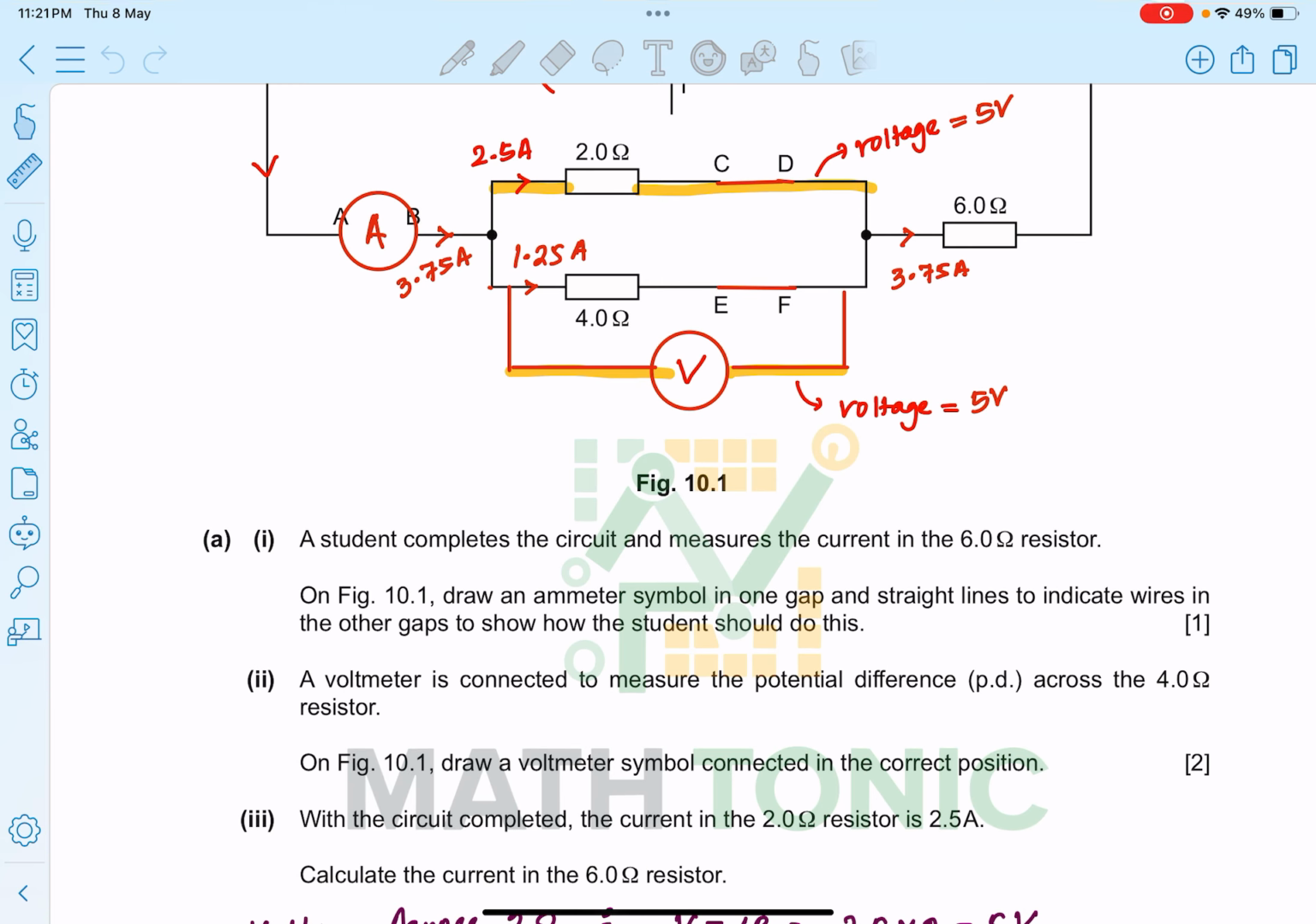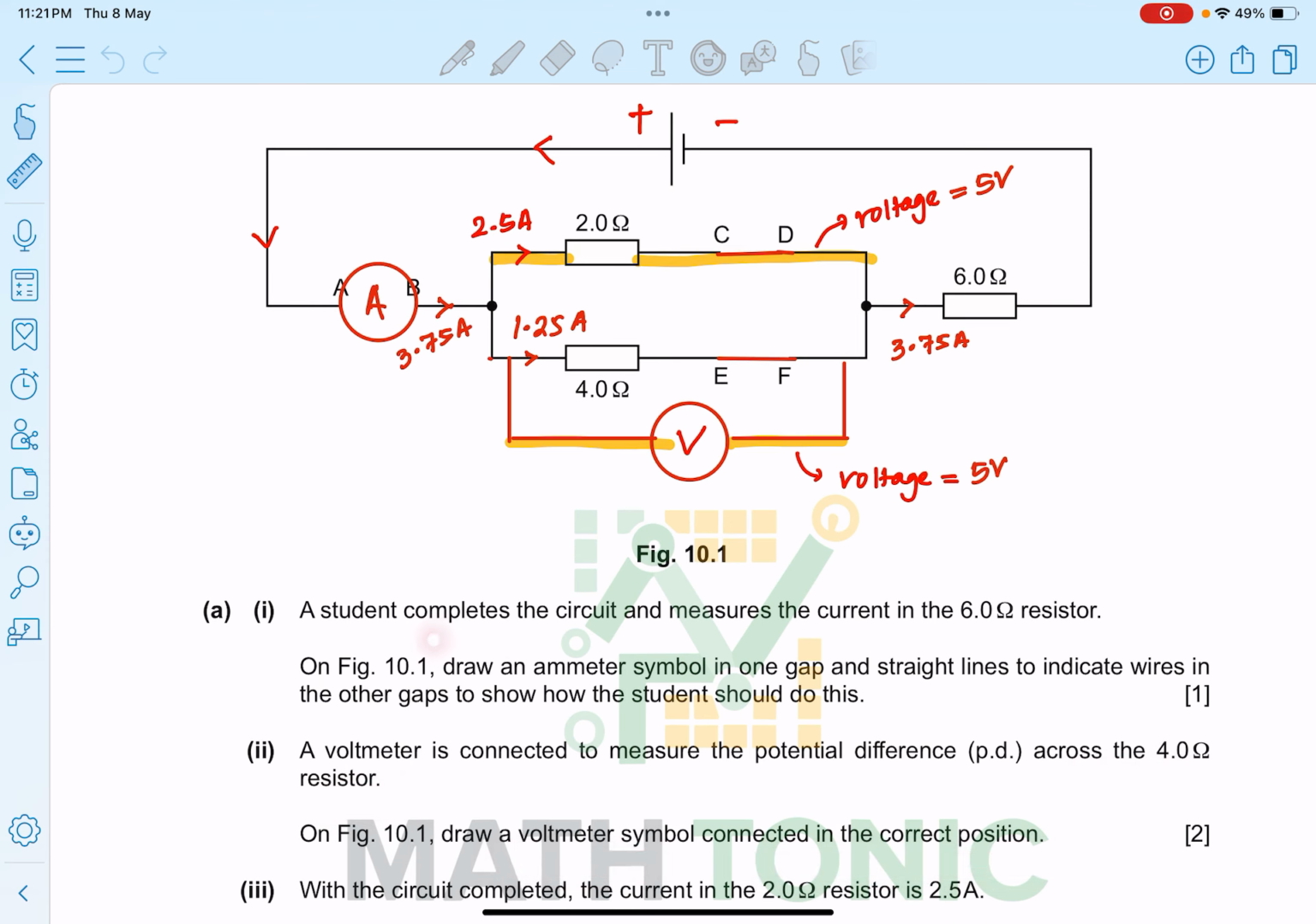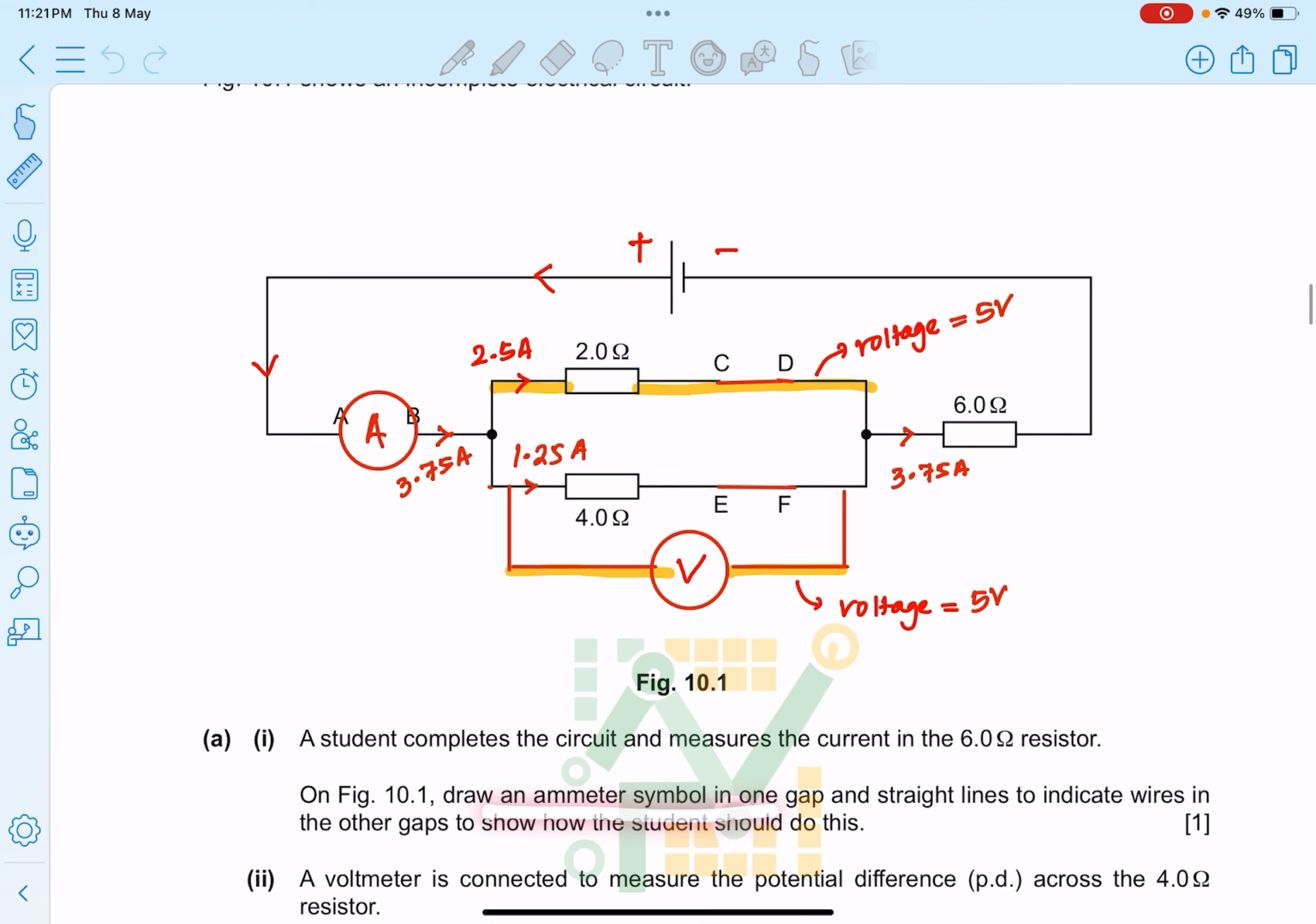First of all, draw an ammeter symbol in one gap and straight lines to indicate wires in the other gaps, to show what the student should do. A voltmeter is connected to measure the potential difference across this one, and draw the voltmeter symbol connected to this one. Let's start with the first one. The student completes the circuit and measures the current in the 6 ohm resistor. Draw an ammeter symbol.